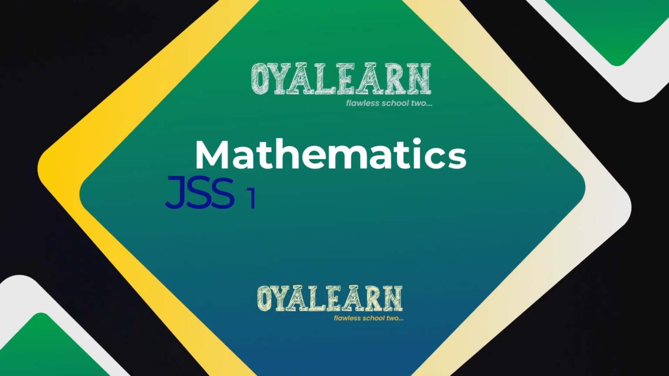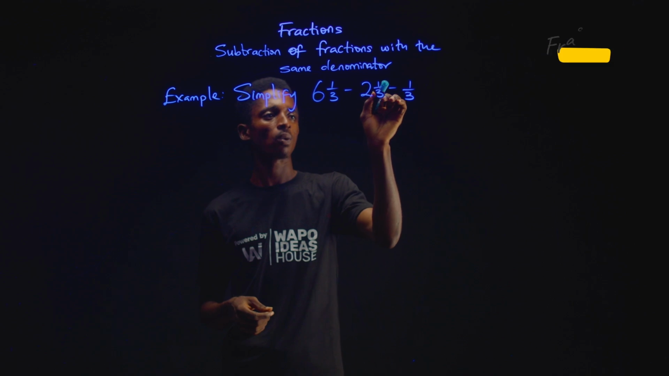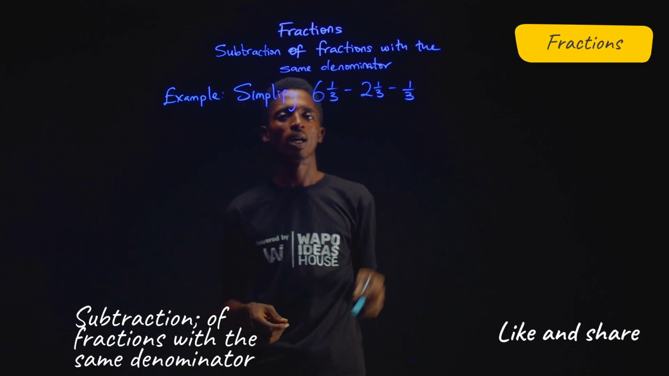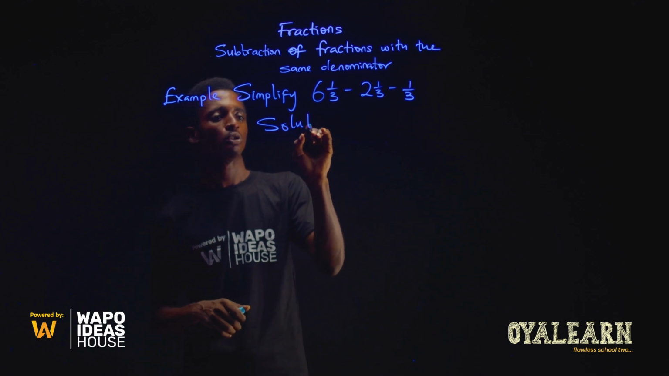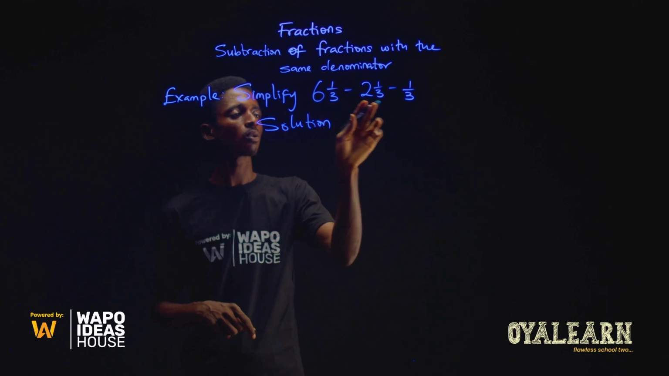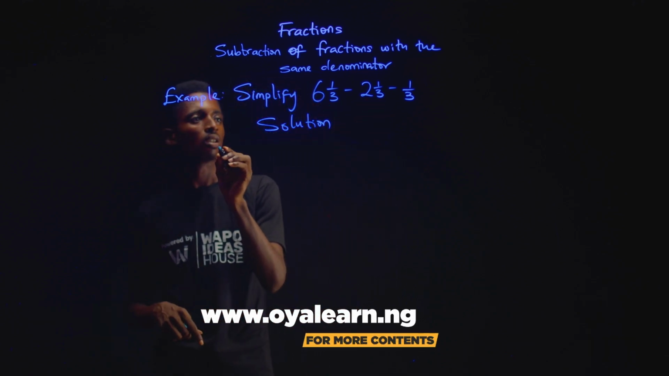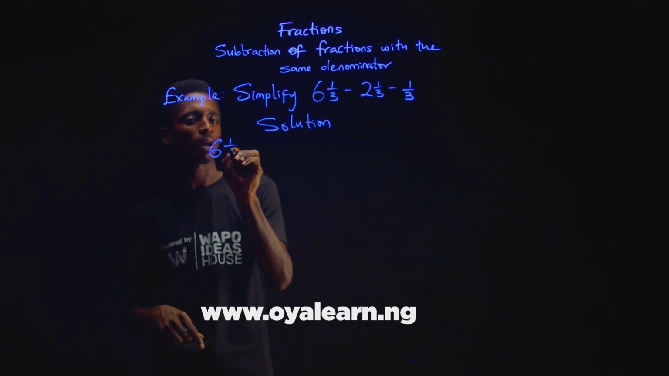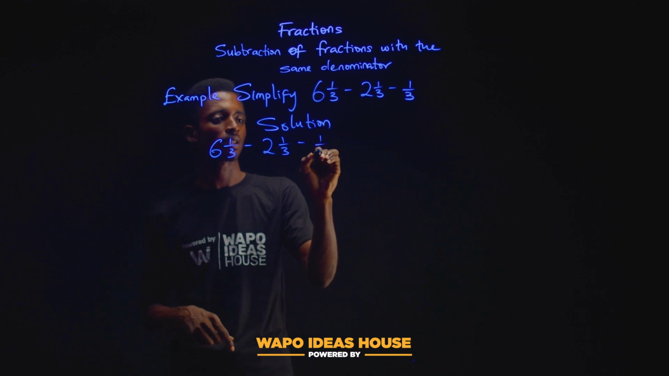Now let us simplify 6 whole number 1 over 3 minus 2 whole number 1 over 3 minus 1 over 3. Solution. Here, we'll convert the ones that are in mixed fraction into improper fractions. So, we have 6 whole number 1 over 3 minus 2 whole number 1 over 3 minus 1 over 3.